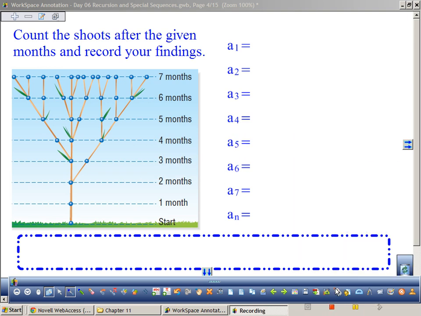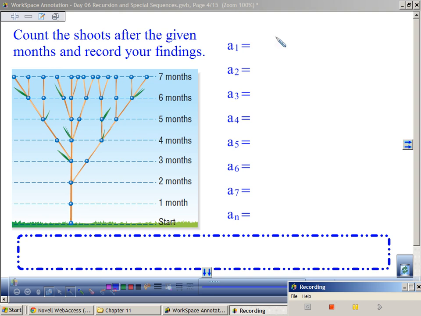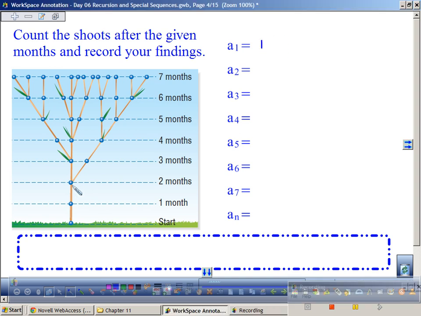Okay, so let's start by counting the shoots. The first month produces 1. The second month produces 1. The third month produces 2. What about the fourth month? 3.